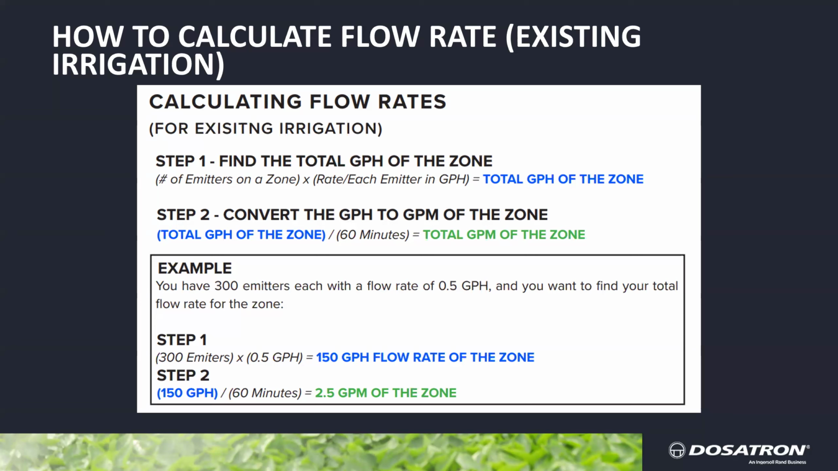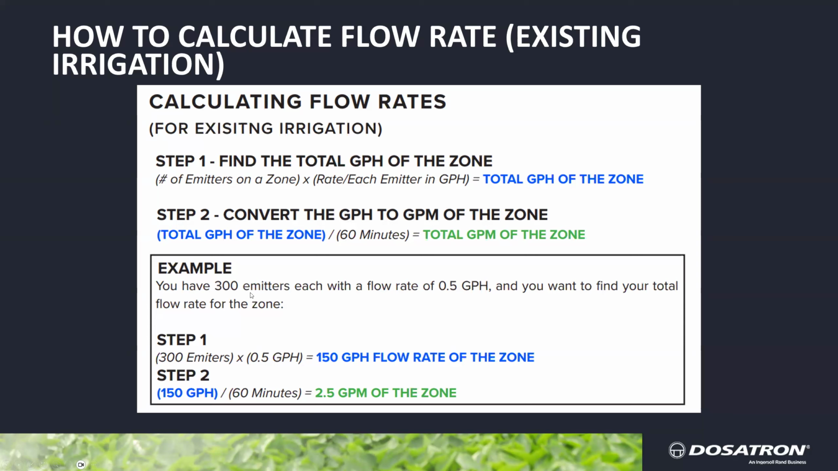By doing this, we now have figured out what our total gallon per minute of the zone is. And effectively, now we know what the flow rate is for that zone. In this process, we've also figured out what each plant is getting by knowing the emitter size in gallons per hour.